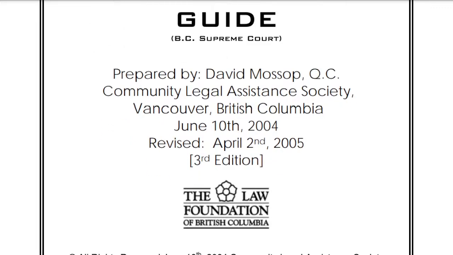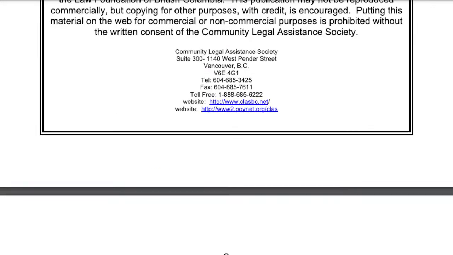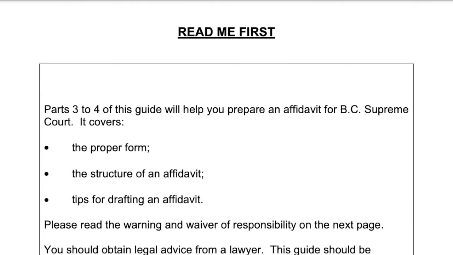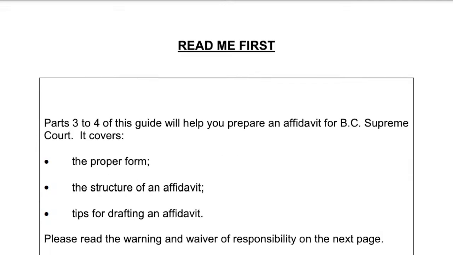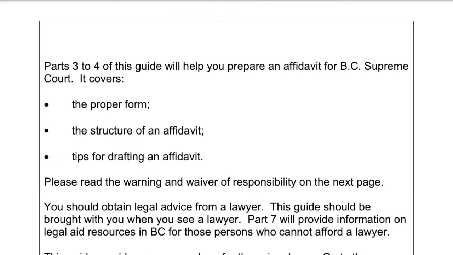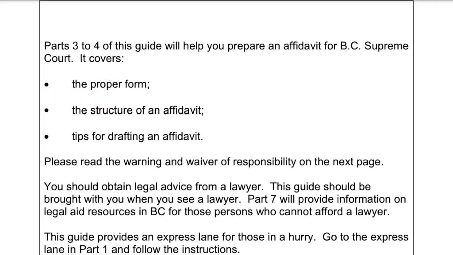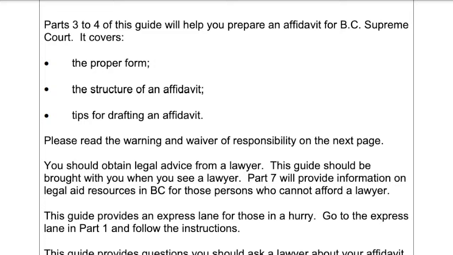And this was revised in April of 2005, so rather an old document. Nonetheless, let's read it first. So this is parts 3 to 4. Let's see here. Where's parts 1 and 2? Okay. Well, parts 3 to 4 of this guide will help you prepare an affidavit for the British Columbia Supreme Court. We won't be doing that, so we won't be too focused on 3 and 4, but we will note the proper form, the structure of an affidavit, and tips for drafting an affidavit.